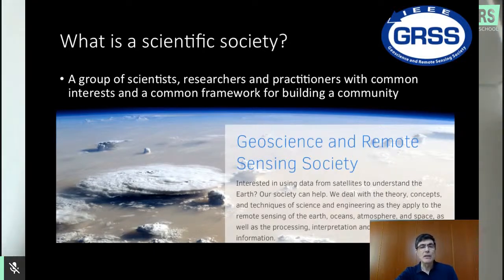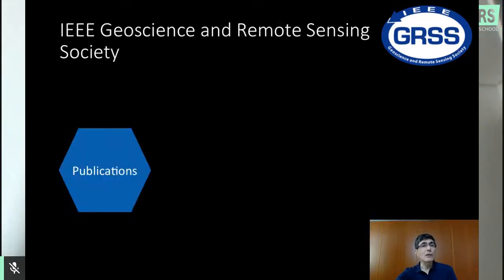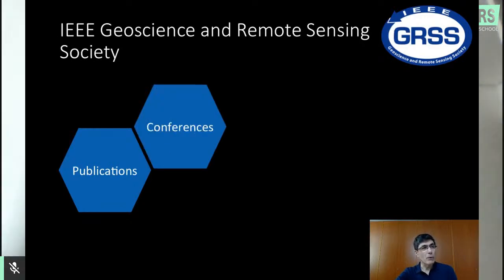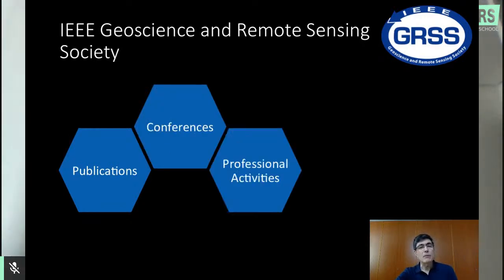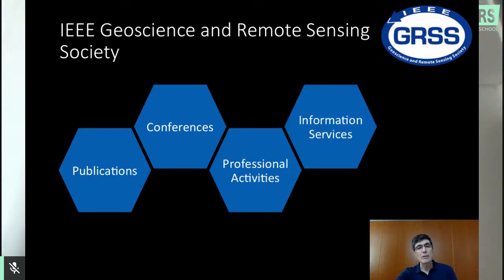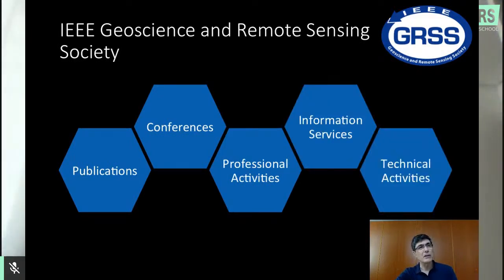In our specific case, we are people who are dealing with theory, concept, and techniques of science and engineering as they apply to remote sensing of the Earth, ocean, atmosphere, and space, as well as the processing, interpretation, and dissemination of this information. So what are the activities of the IEEE Geoscience and Remote Sensing Society? Well, we have a number of publications. We support conferences. We have professional activities. We have a number of information service and technical activities and education activities as well.